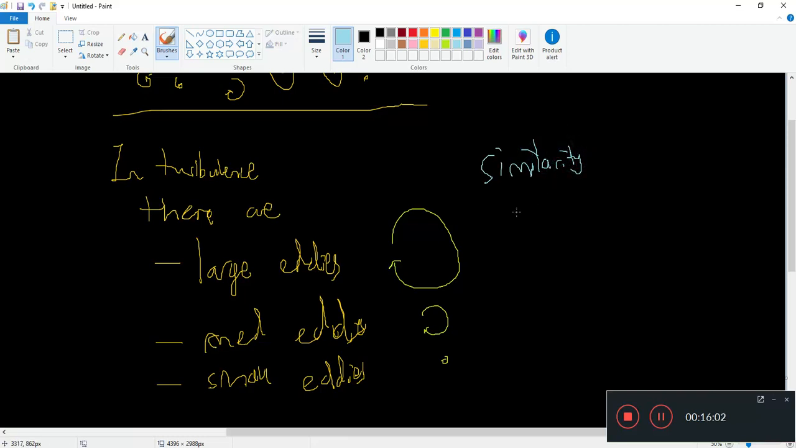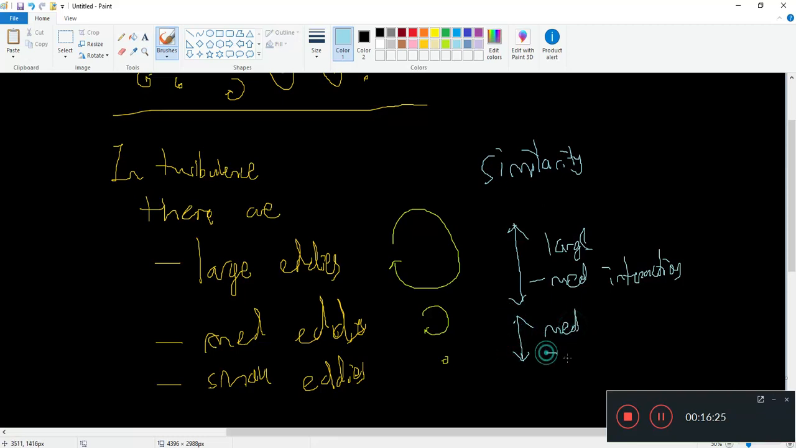Okay. Similarity is this. The way that the large eddies interact with the medium eddies is very similar. Large medium interaction is very similar to the medium small interaction. So we have a large medium interaction going on, and that is very similar to the medium small interaction. What are the primary ways they interact?